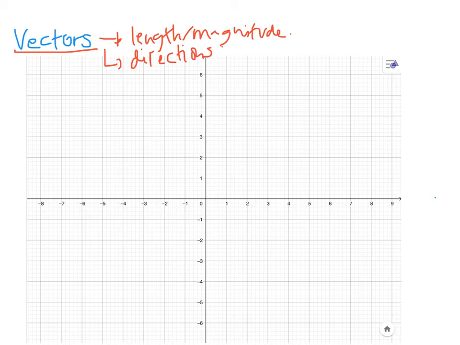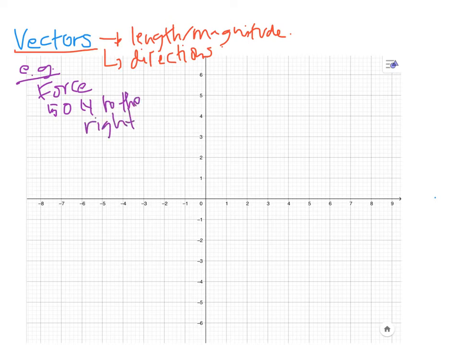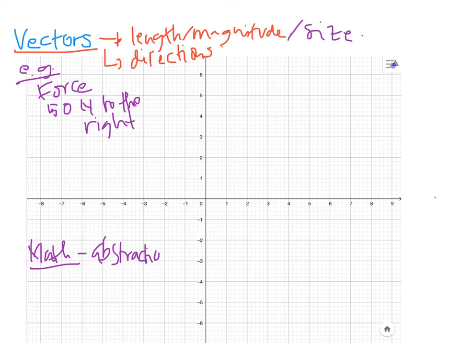Some examples related to vectors are like force. For example, a force can be 50 Newtons to the right. So that's the idea of vectors. The meaning is that it has a magnitude, a size, that's another name, and also a direction. But because we're in math, we're talking about the abstraction, which is the generalization of the concept.